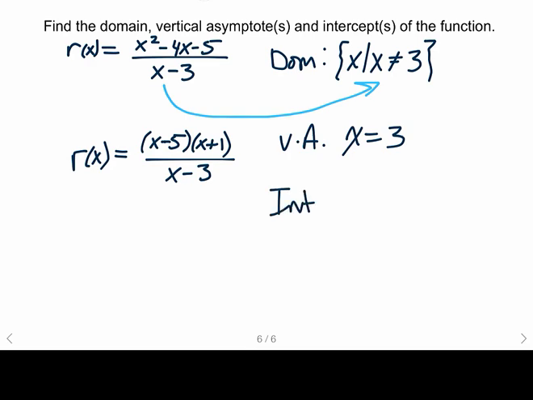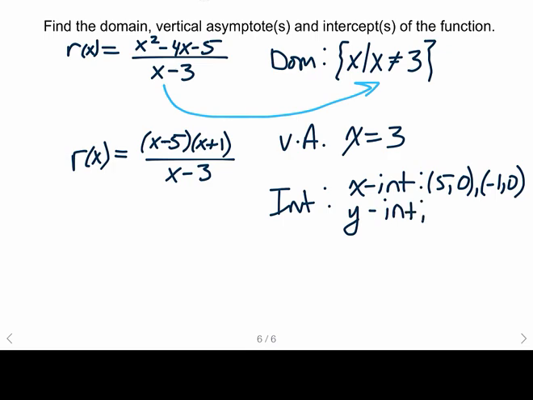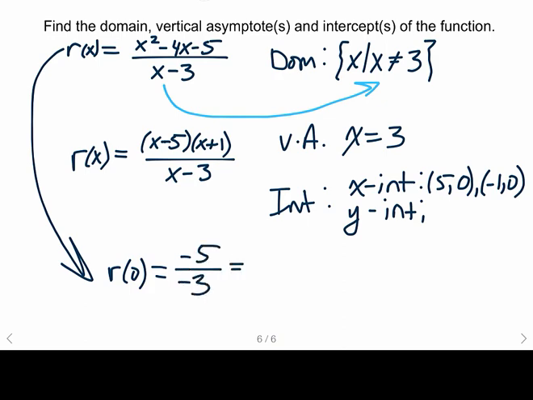Intercepts. As far as the x-intercept, we're looking at the numerator for that. We have it in factored form, so it should be fairly straightforward to note that the x-intercepts are going to be 5, 0, and negative 1, 0, coming from the factors x minus 5 and x plus 1. The y-intercept is going to be the function evaluated at 0. For that, I go to the original function. Seems a little easier to put 0 there. r of 0 is going to be negative 5 over negative 3, or 5/3, and so the y-intercept is going to be 0, 5/3.